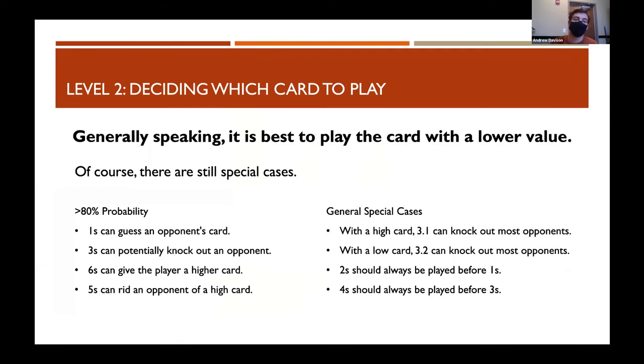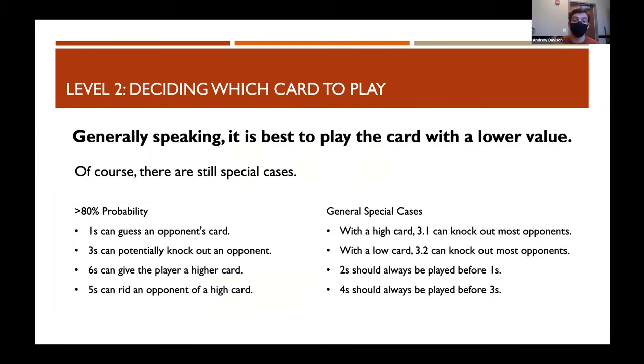Secondly, our second level of AI is where we're deciding which card to play. Generally speaking, like we said, it's better to play the card with the lower value. If we get to the end of the game, the deck is out, you want to have the higher card. Of course, there are still special cases. So if we are reasonably sure about an opponent's card, for the AI, we gave it about an 80% probability that we know what an opponent's card is.